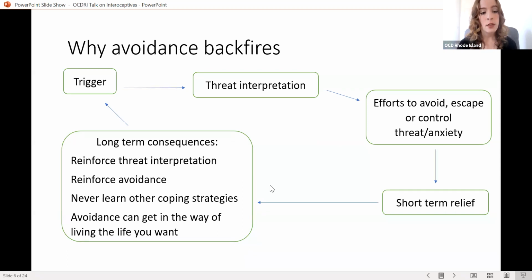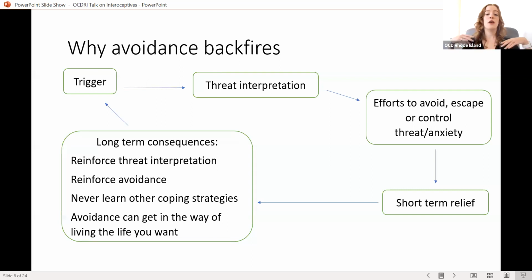That's that relief. In the long term, though, it backfires because it reinforces this threat interpretation, this idea of like, I can't be with this feeling. It really was a threat. It really was dangerous. Because avoidance feels good, you're more likely to do it again. You don't learn other ways to cope. Like in this example, you don't learn that you could just not know whether your door was locked until you went home, and that would be survivable.